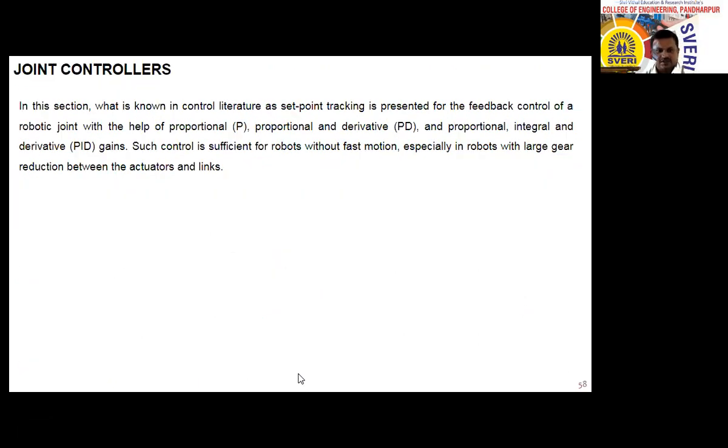Now, joint controllers. Here in this section, what is known in control literature as set point tracking is presented for the feedback control of a robotic joint with the help of proportional and derivative, and proportional, integral and derivative gains. Such control is sufficient for robots without fast motion, especially in robots with large gear reduction between the actuators and links.